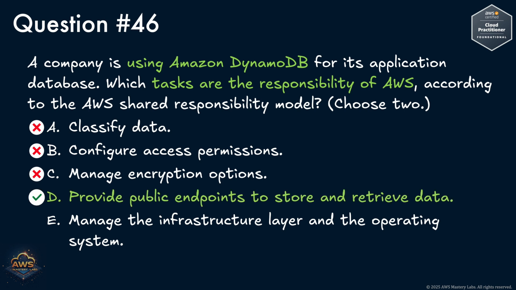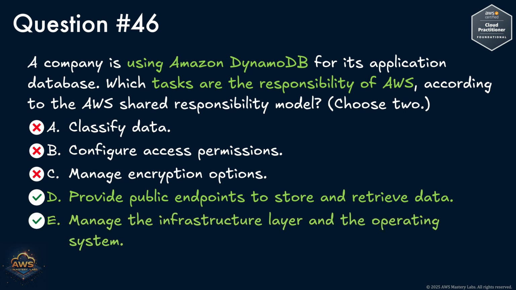Option D, provide public endpoints to store and retrieve data. DynamoDB operates through public endpoints provided and managed by AWS. These endpoints allow users to interact with the database via API calls. The configuration and reliability of these endpoints, including DNS, regional replication, and availability, are AWS responsibilities. Correct, because public endpoints are provisioned and maintained by AWS for service access.